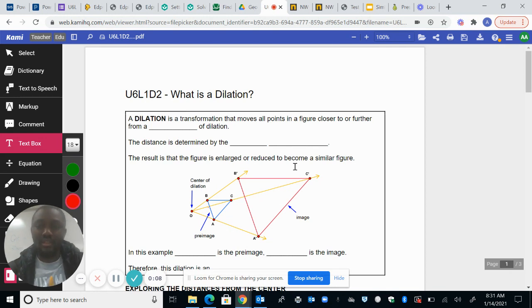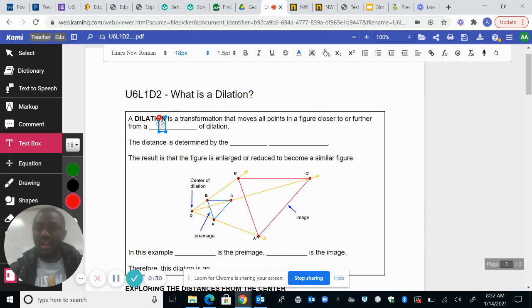We're gonna start day two, lesson one under unit six. We're gonna talk about dilation today. Under day one, we talked about similarity and we only brushed on dilation. So today we're gonna talk about dilation. A dilation is a transformation that moves all points in a figure closer to or further from a center of dilation. Okay. For you to have a dilation, you must have a center.